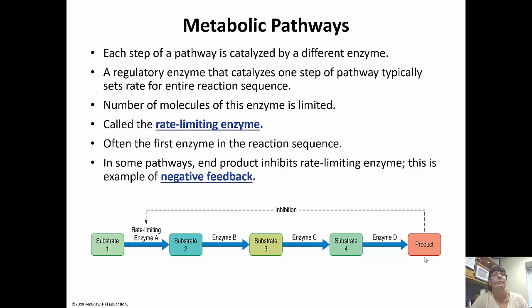In some pathways, the end product actually inhibits the rate-limiting enzyme, which is an example of negative feedback. So if we have enough of the product and we want to shut it off, then the product will actually go and bind to the original enzyme so that the reaction turns off.